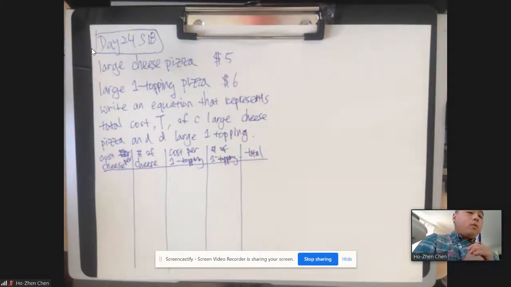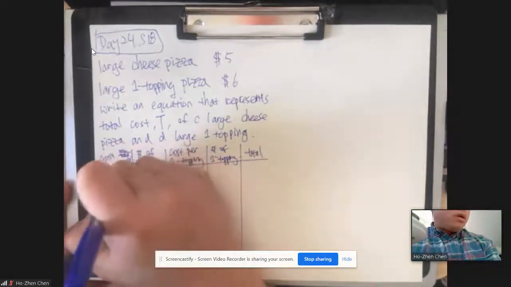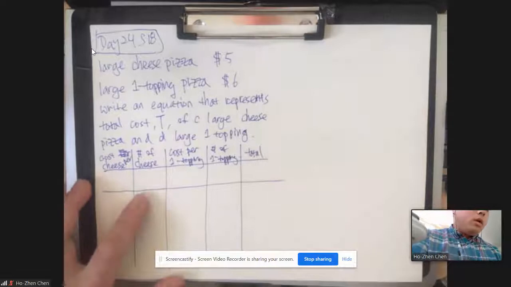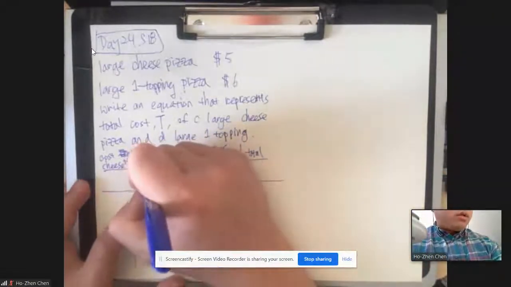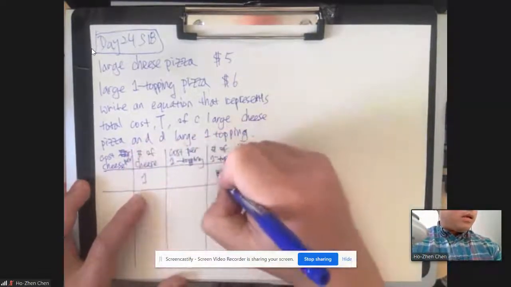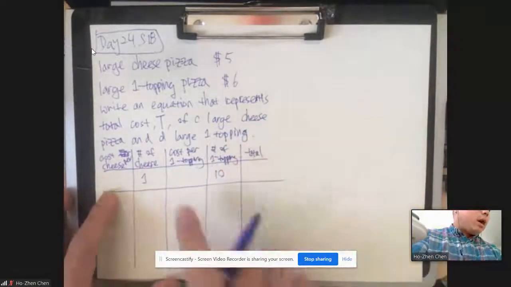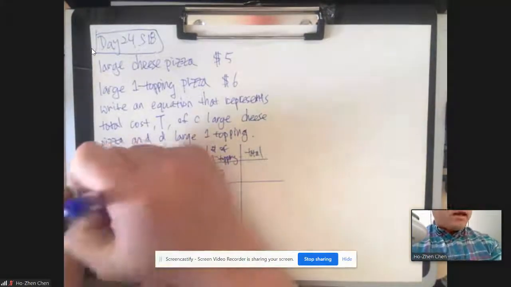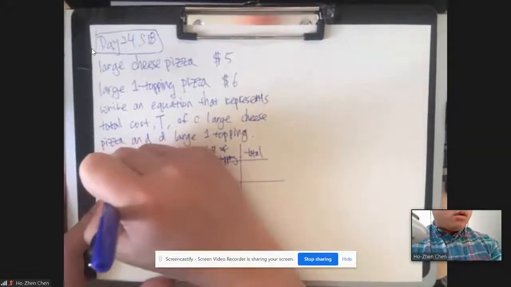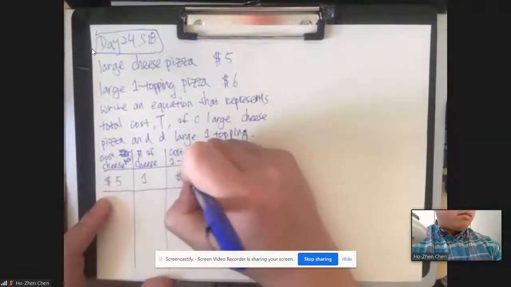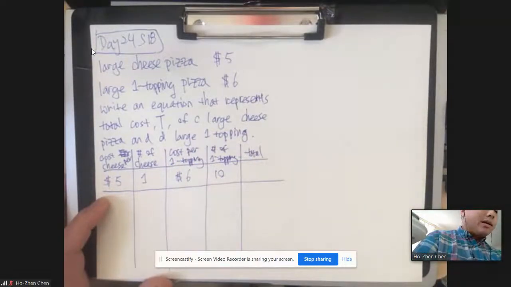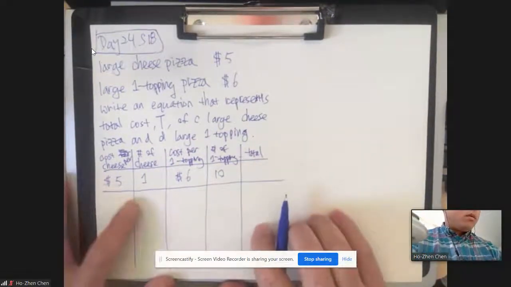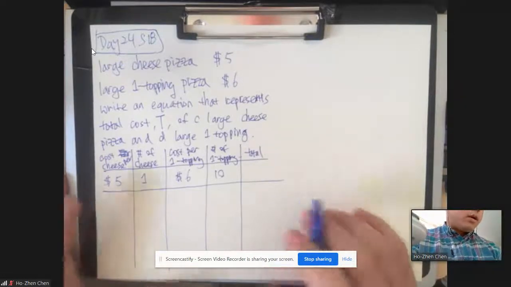So let's imagine if we want to have, let's just say 1 and 10. Why not, right? Go with different scenarios. So if I want one large cheese pizza and 10 one toppings, the cost for each pizza is going to be $5 and $6 per pizza. We're not going to calculate the total yet.